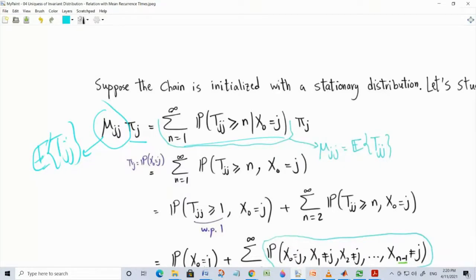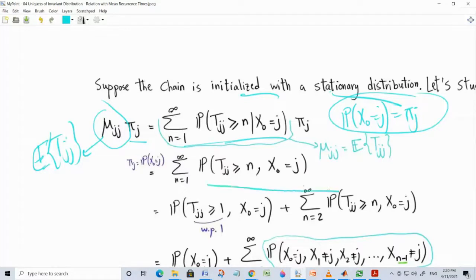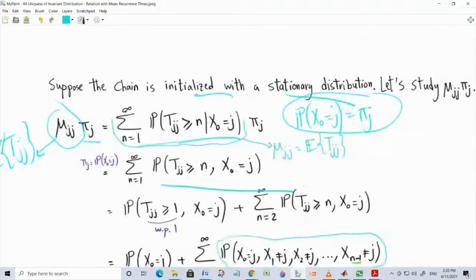Now, remember that we initialize the chain using the stationary distribution. So the probability that x0 is equal to j is actually pi j. These two things are the same because we initialize using a stationary distribution. And so this pi j can be written as the probability that x0 is equal to j, times the conditional probability, which can be written as a joint probability that tjj is greater than or equal to n and x0 is equal to j.